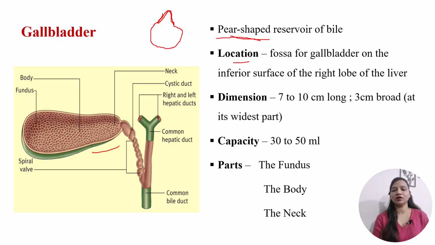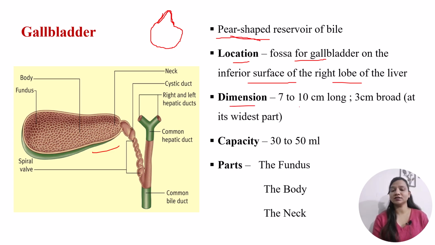Location: fossa for gallbladder on the inferior surface of the right lobe of the liver. So on the inferior surface of the right lobe of the liver, there is a fossa for the gallbladder. So that is the location of gallbladder.